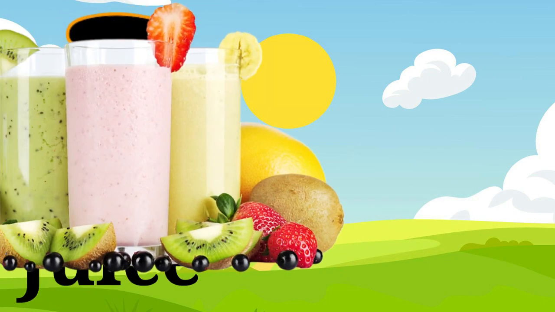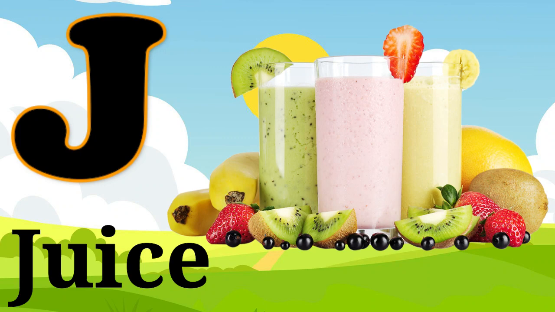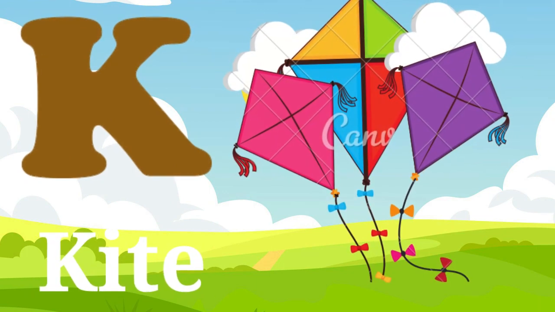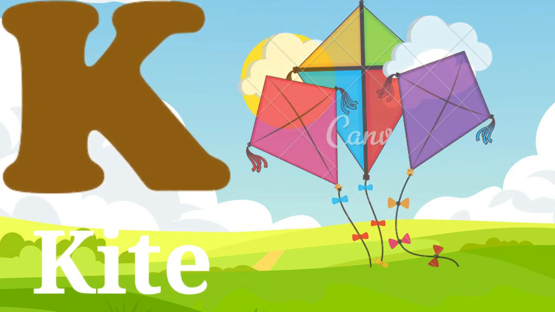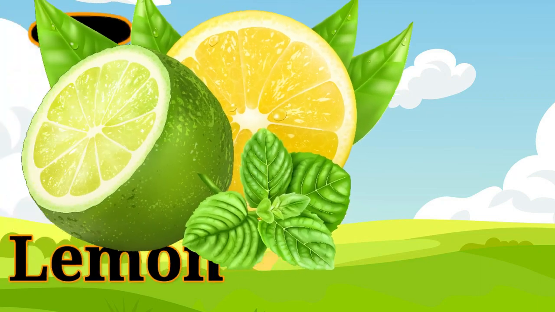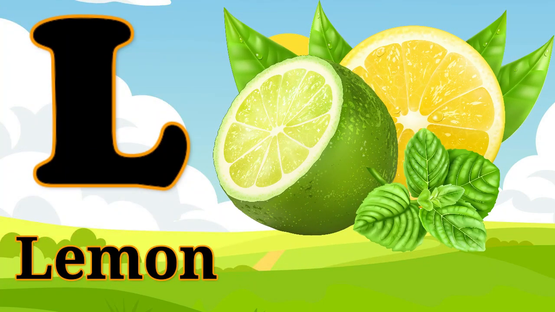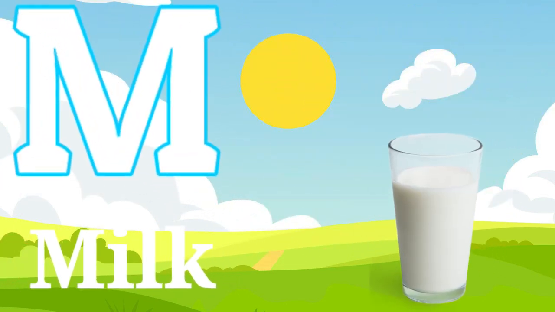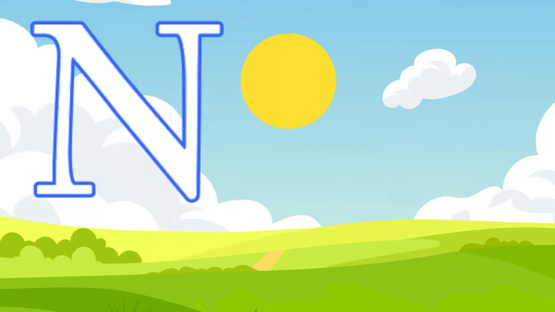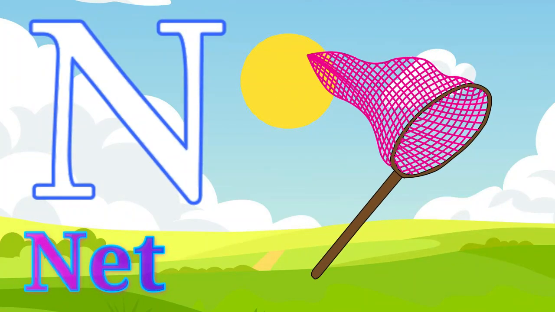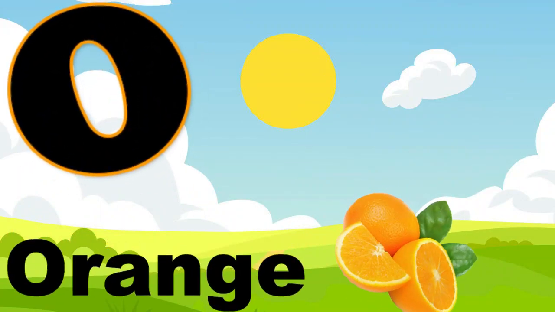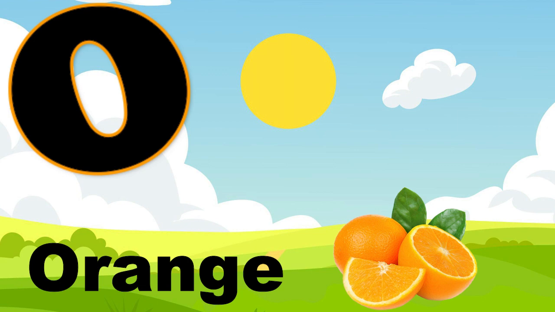J for juice. K for kite. L for lemon. M for milk. N for net. O for orange.